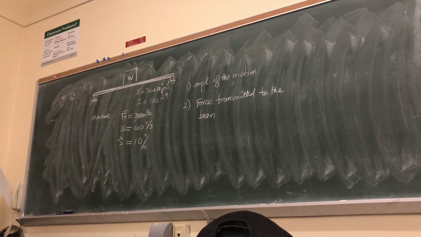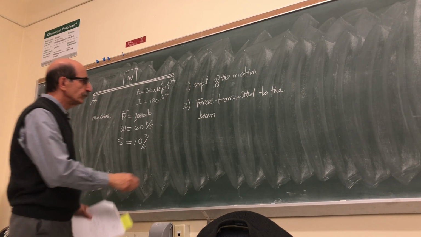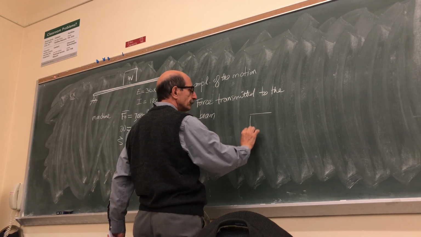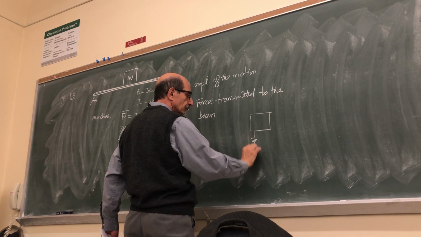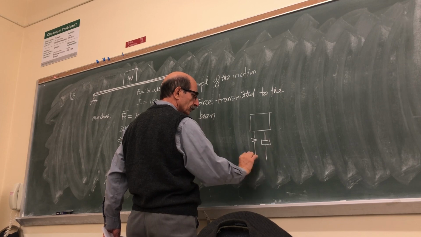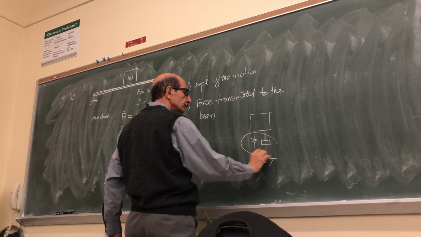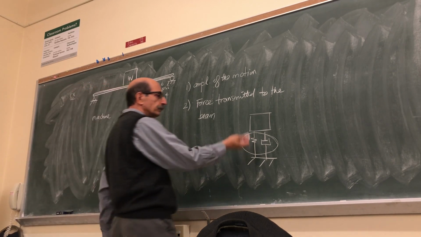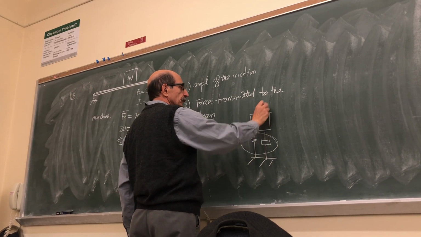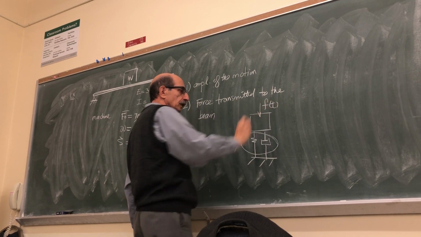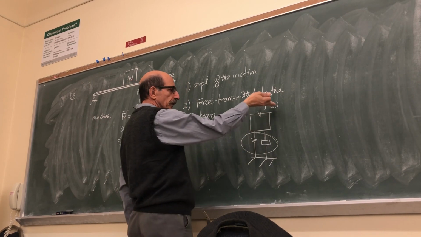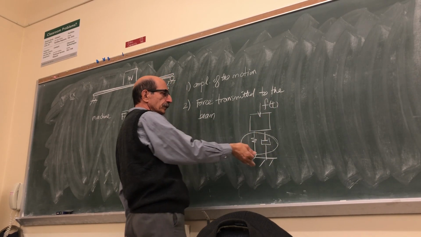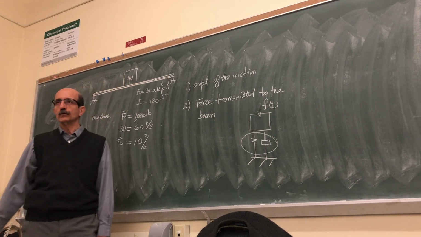So basically what you have here is something like this. You want to find the force that the spring and the damper are going to be subjected to. That's what you want. First, you want to find the maximum displacement that this experiences, and second, the force.